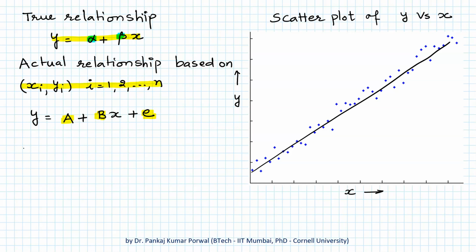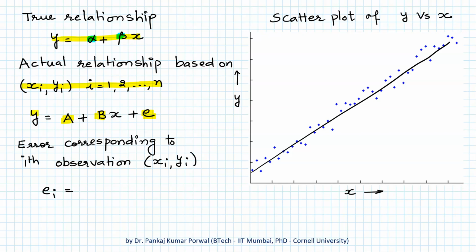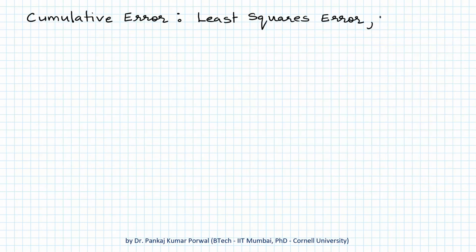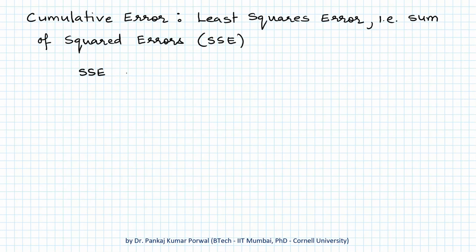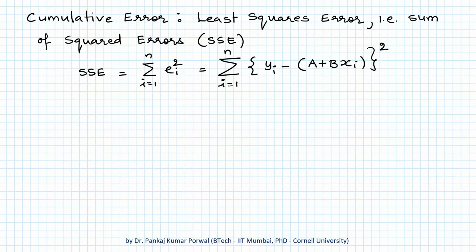So the error corresponding to the ith observation (xi, yi) I can write as ei equals yi minus (a plus bxi), and our objective is to minimize the cumulative error for all the observations. The most common measure of cumulative error is the least squares error, which is obtained by adding the squares of all the errors. So the sum of squared errors will be sigma i from 1 to n ei squared, which equals sigma i from 1 to n (yi minus (a plus bxi)) squared. And this expression is also called the loss function or objective function.